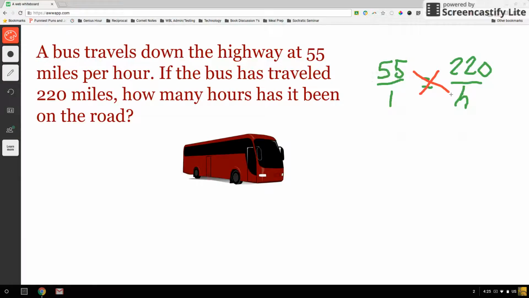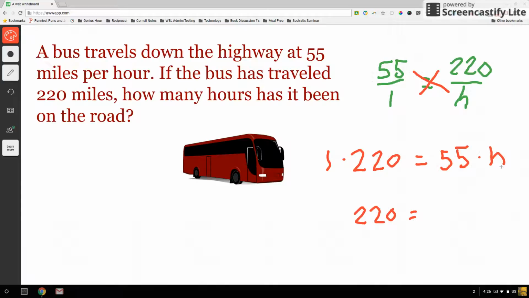Boom, and boom, and I rewrite this equation. So on one side of my equation, I have 1 times 220, and that's going to equal the same as 55 times h. Cross multiplication: 1 times 220, 55 times h. Now I'm going to simplify. Well, 1 times 220 is 220.